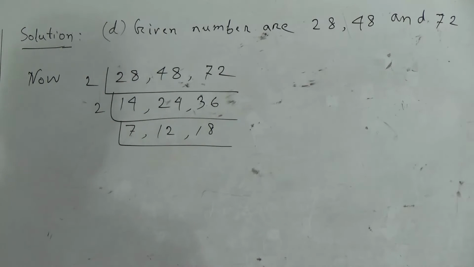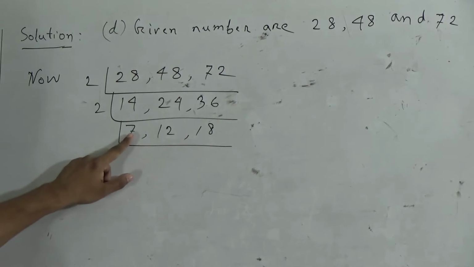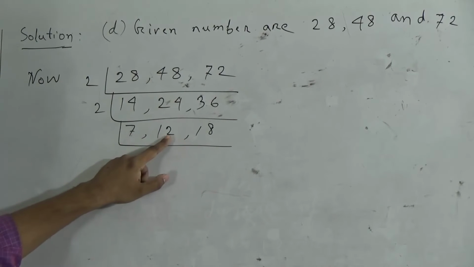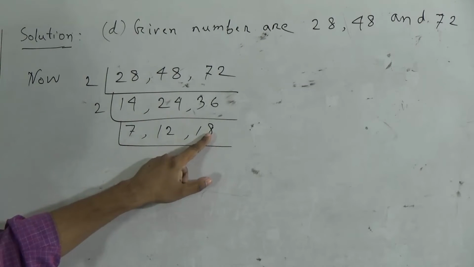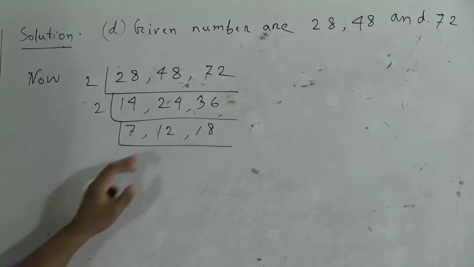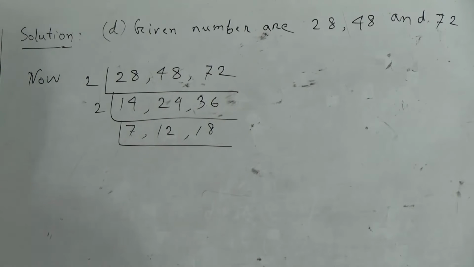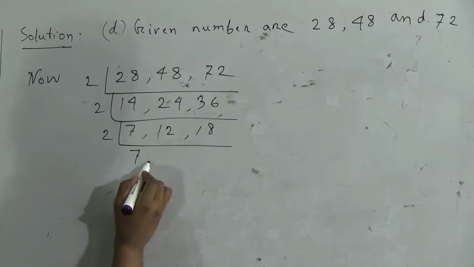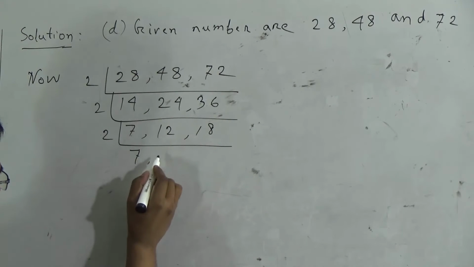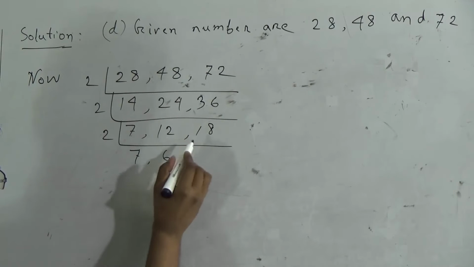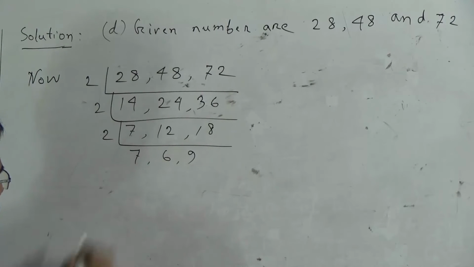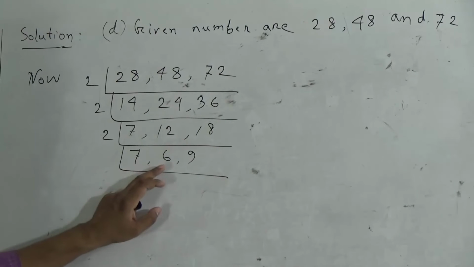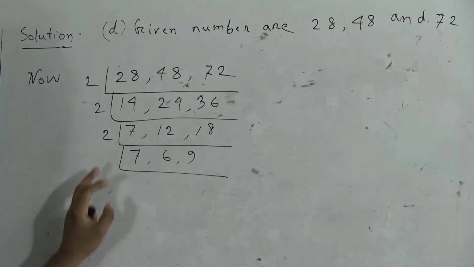Now, if we take 2, here we cannot divide 7 by 2, but we can divide 12 by 2, and we also can divide 18 by 2. Since two numbers are divisible by 2, we can take 2 here. 7 stays the same, and if we divide 12 by 2, then it will be 6. If we divide 18 by 2, then it will be 9. Now we can divide 6 by 2, but we cannot divide 9 by 2, and also we cannot divide 7 by 2. So we will not take 2 here.